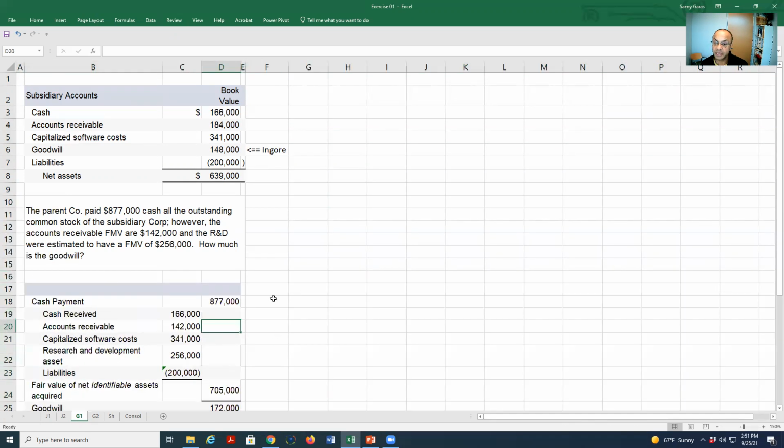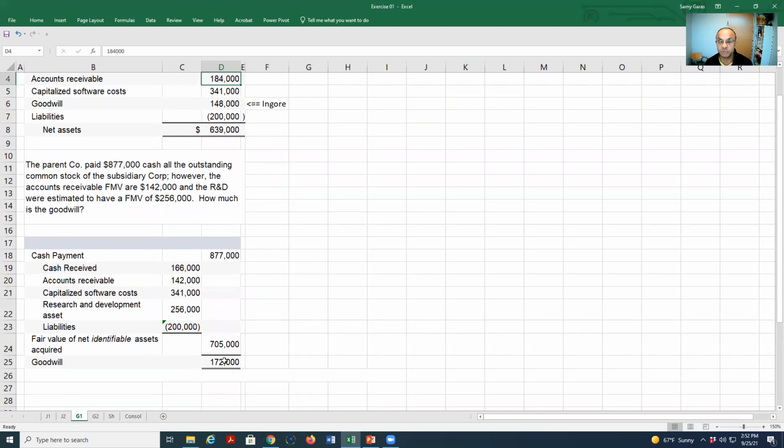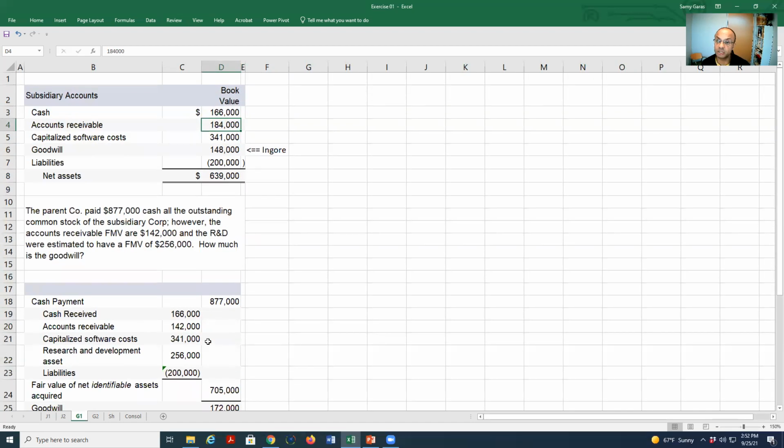So how do we calculate the goodwill of the parent company? Here is the answer. We get the cash payment by the parent minus the cash receipt from the subsidiary minus the accounts receivable at the fair value, which is 142 instead of 184. Then capitalized software costs, since we didn't mention fair value, we will take the book value here. Then we take the R&D, which is mentioned here, 256, minus the liabilities of 200, and then we get the net fair value of 705. Subtracted from the cash payment, we get the goodwill of 172,000. So the key point that you need to learn from this exercise is if the subsidiary has a goodwill, drop it off.